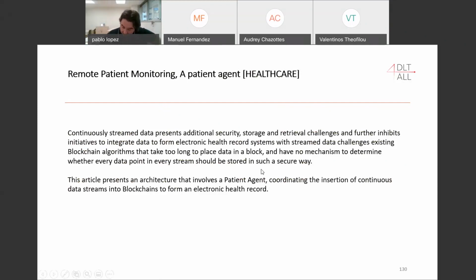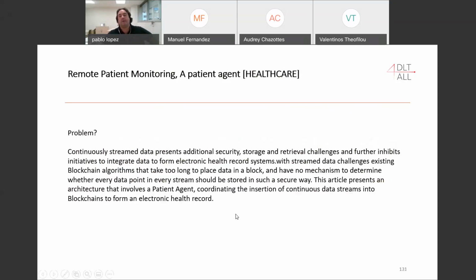Very, very important here is the concept of digital identity. The problem: continuously streamed data presents additional security, storage, and retrieval challenges, and further inhibits initiatives to integrate all this data to form electronic health record systems. With streamed data challenges, existing blockchain algorithms take too long to place data into a block and have no mechanism to determine whether every data point in every stream should be stored in such a secure way.